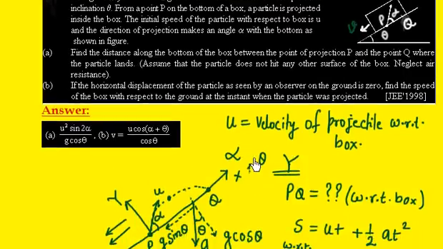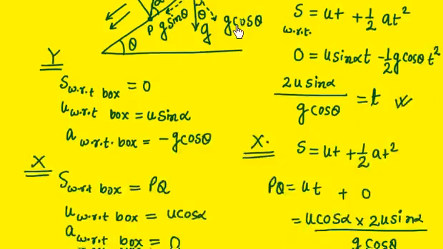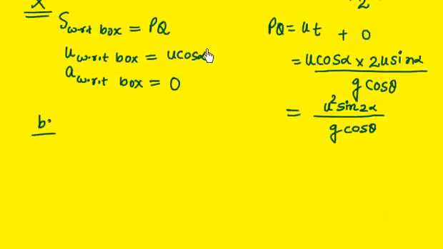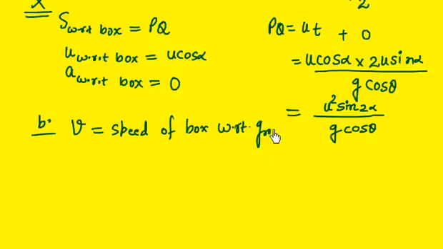So what we have this time? This time the question says, what is the speed of the box? We have to find the speed of the box with respect to ground. So this is the speed of box, and this is with respect to ground. Are you getting or not? So we have to find what is the speed of the box with respect to ground.